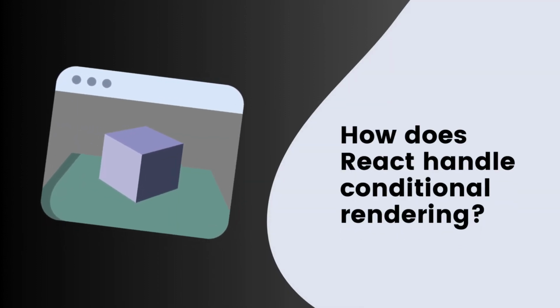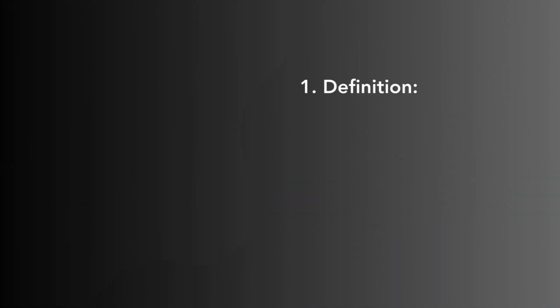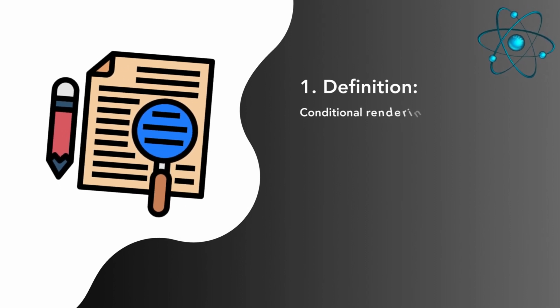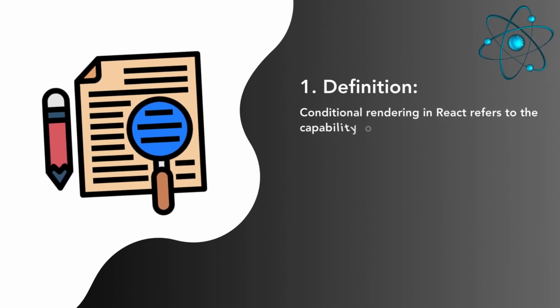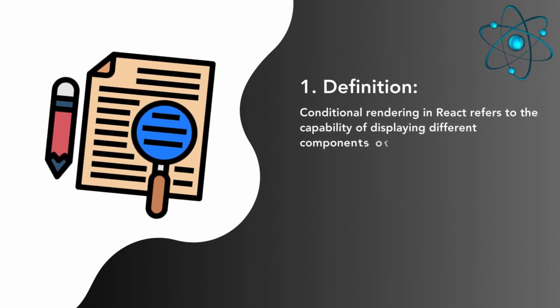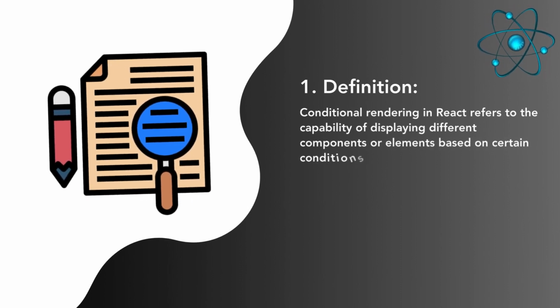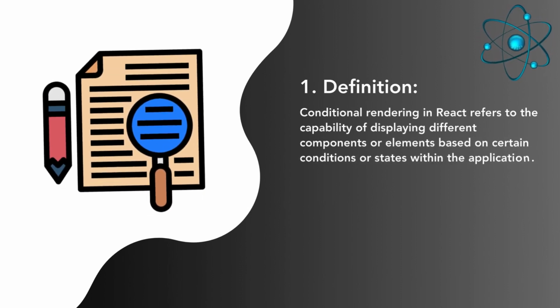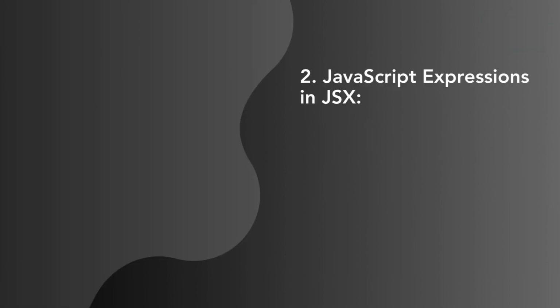How does React handle conditional rendering? Definition: conditional rendering in React refers to the capability of displaying different components or elements based on certain conditions or states within the application.